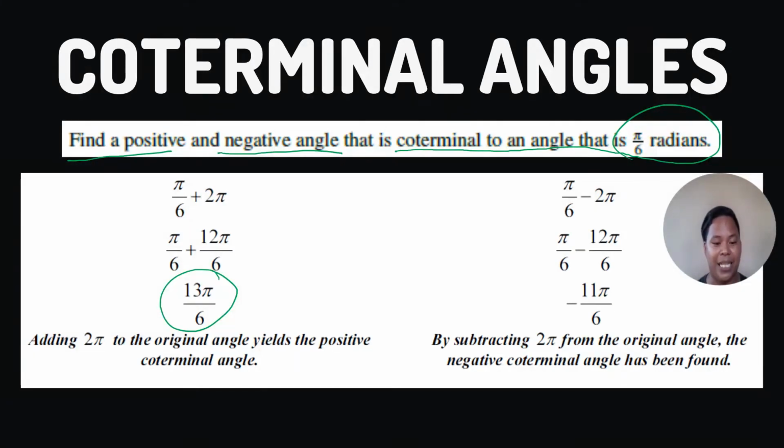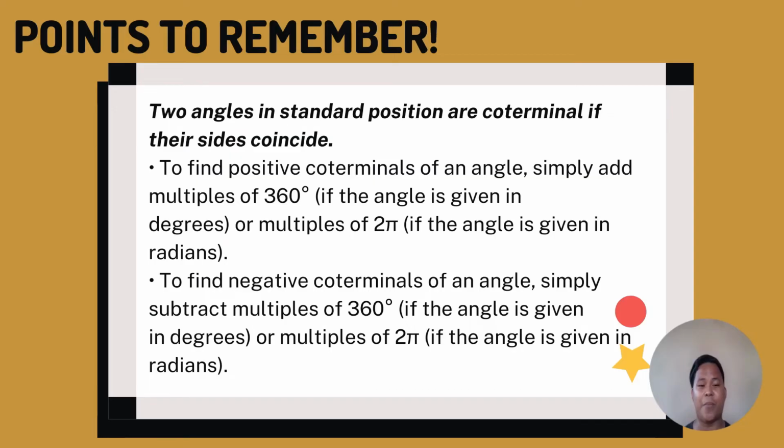Since 2 pi is equal to 12 pi over 6, to find a negative coterminal angle, we're going to subtract 2 pi from the given angle since it does not exceed 2 pi. Therefore, the negative coterminal of pi over 6 is equal to negative 11 pi over 6. These are the points to remember.